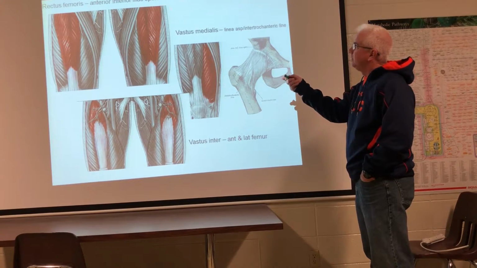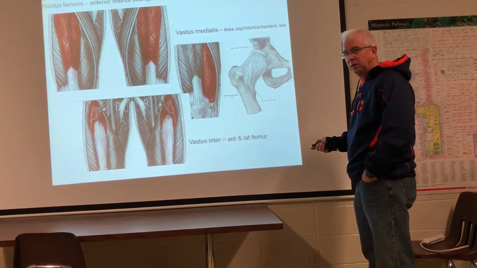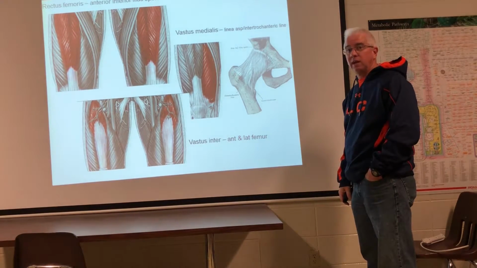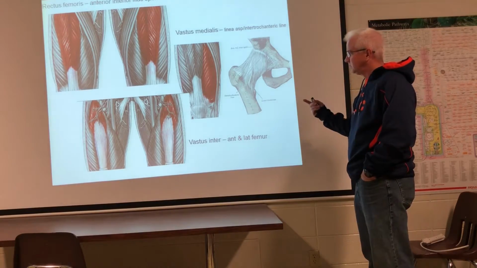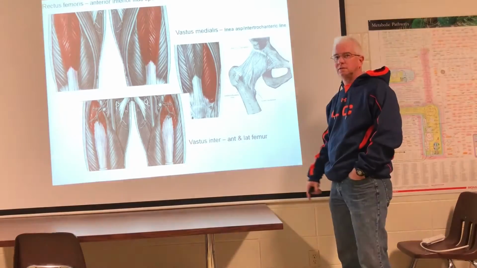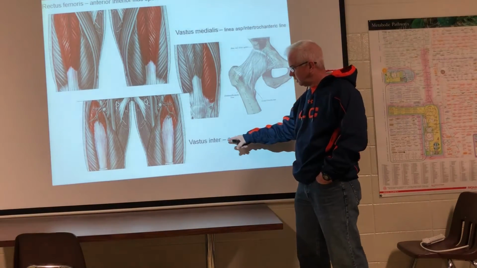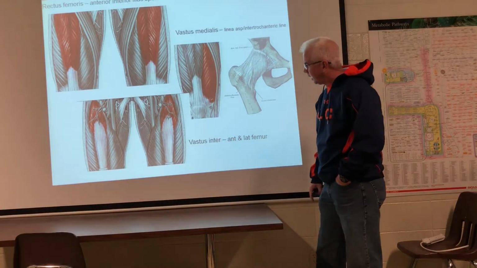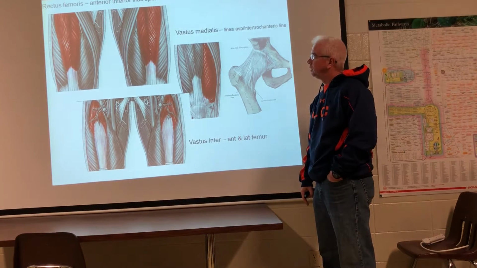Why do I not have a distal attachment here and here? Why do I not have a distal attachment here? Because they're all the same. Vastus lateralis, rectus femoris, vastus medialis, vastus intermedius. Now this one's the one that's deep to the rectus femoris, the intermedius here, and it goes right onto the anterior surface and slightly lateral on the femur. All of them to the tibial tuberosity.